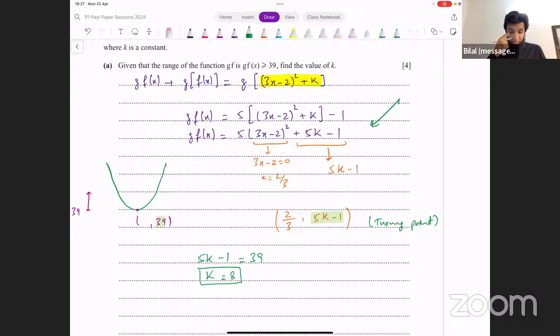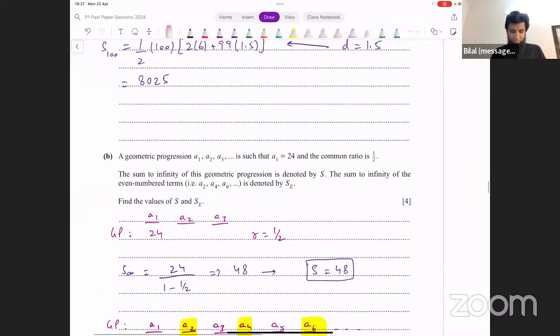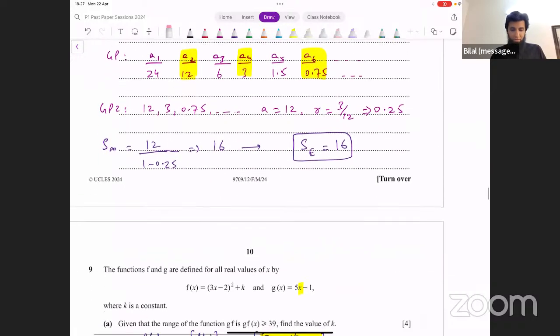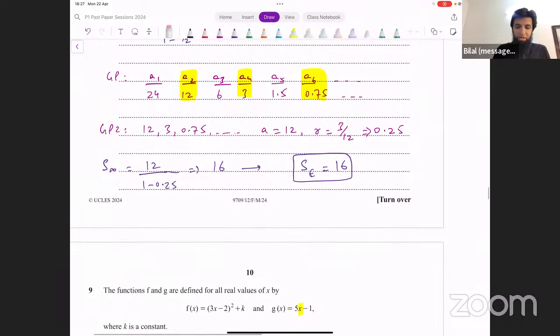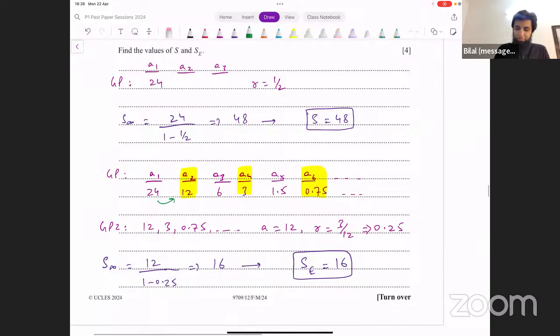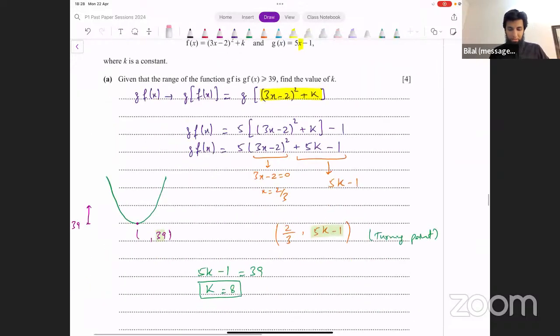Now we get A2 and A3. Where are they? That was, I think, way back somewhere. Mariam, A2 and A3, we just got them by multiplying by the ratio. The ratio was 0.5. In order to get the next term, we just multiplied by 0.5. So 24 times 0.5 gives us 12. 12 times 0.5 gives us 6, and so on. All right, so that's how we're finding the next terms.